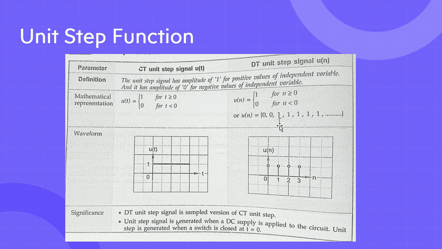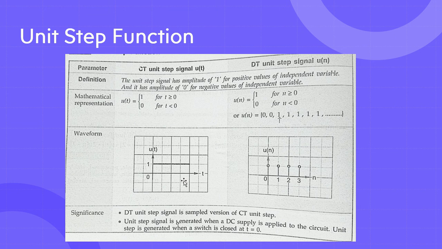Now what is the significance of the unit step signal? Normally, most of the time when you do signal processing operations, you will be considering discrete time signals. So the discrete time unit step signal is a sampled version of the continuous time unit step signal. You can see it by looking at both the images. We take a sample at t equal to 1, then at t equal to 2, then again at t equal to 3. So it is a sampled version of the continuous time unit step signal.